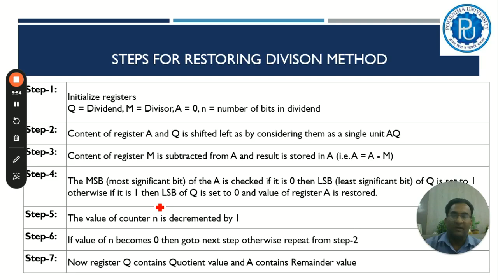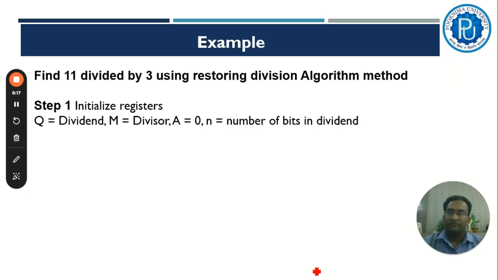The quotient will be available with the Q register and the remainder will be available with the A register there. Okay, so this is the final step. You are going to have a quotient in the Q register and the remainder in the A register there, right? Now let us take an example.